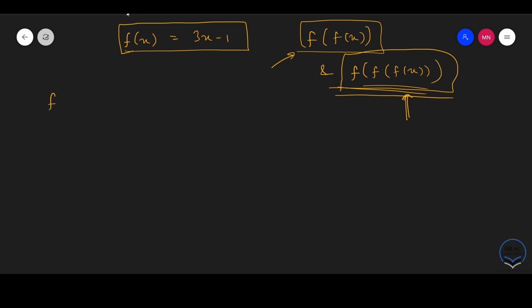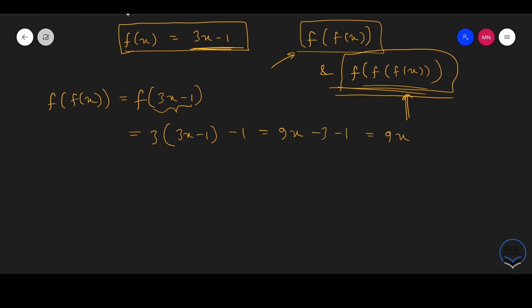So we have f(f(x)), right? So we're just substituting 3x minus 1 into the function again. So we have f(3x minus 1), right? This expression is our input. So we substitute it into our function. So we have 3 times (3x minus 1) minus 1, right? And this just gives us 9x minus 3 minus 1, which is 9x minus 4. So f(f(x)) is just equal to 9x minus 4.